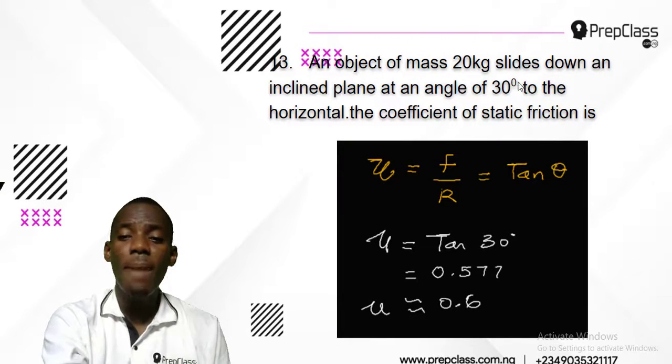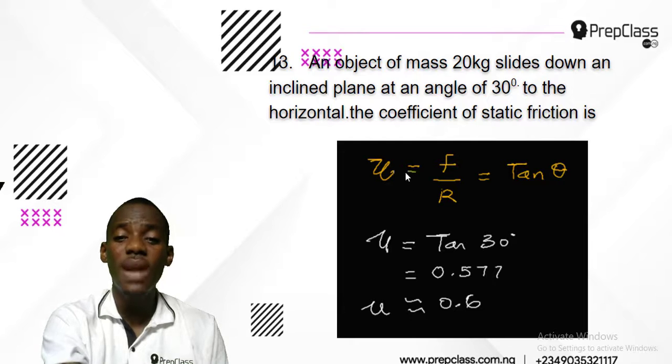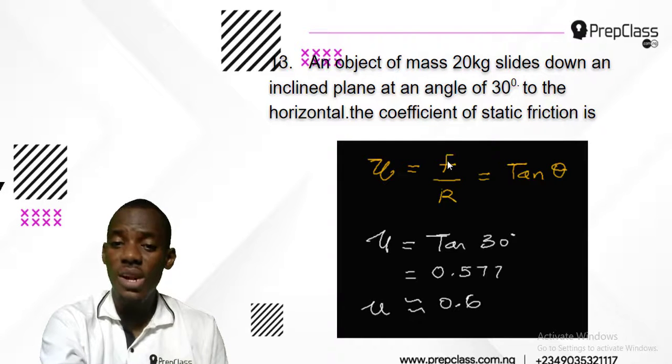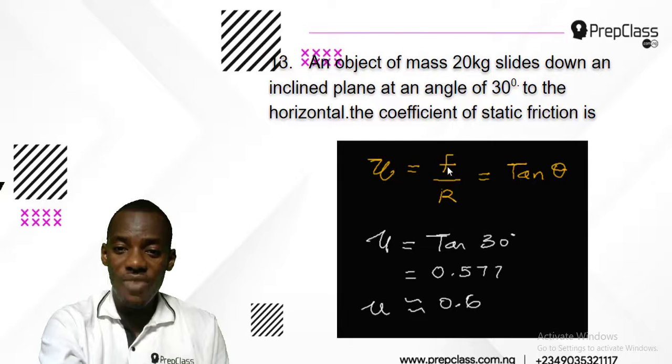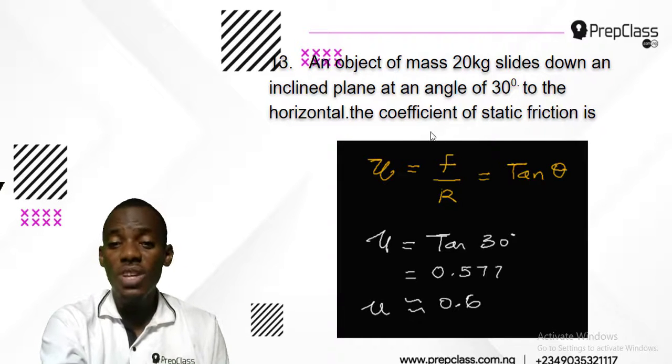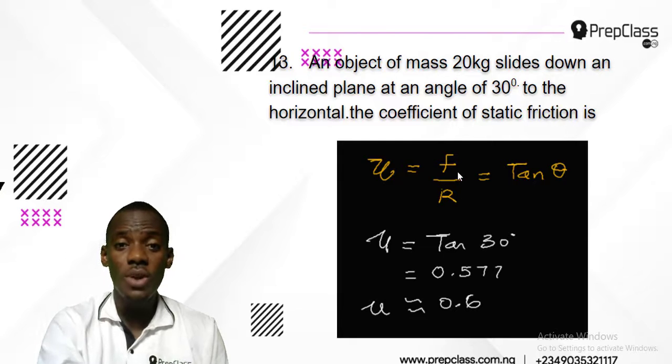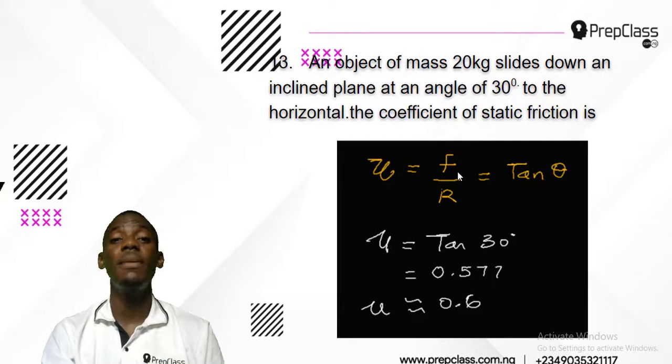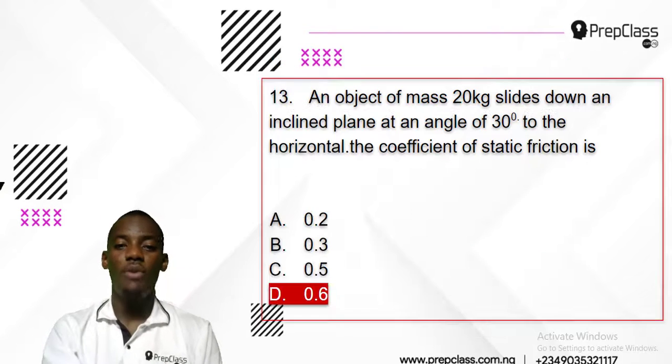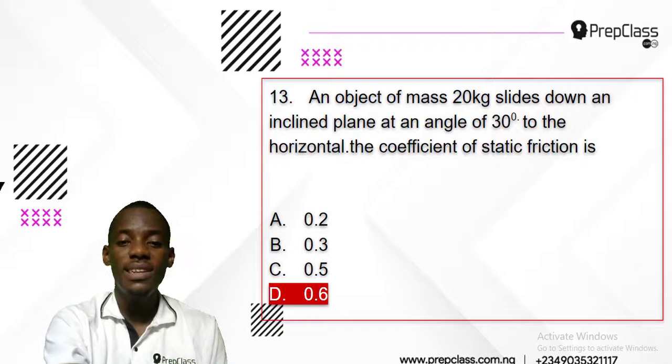And please don't forget, I believe that this is the strongest formula in friction: the coefficient of friction equals frictional force over reaction. They can ask you for the frictional force and give you these, or they can ask for this and give you any of them. But if you know this formula, you can answer a lot of questions in friction. Most of your problem in friction is 60% solved, and that is just it. Now let's go to number 14. So the answer for number 13 is D.